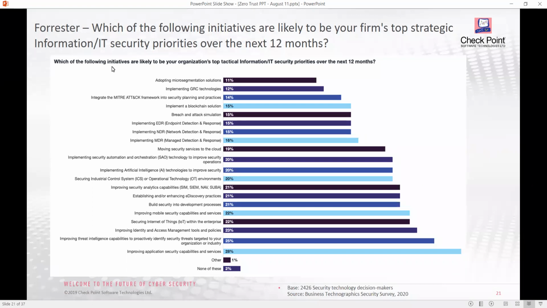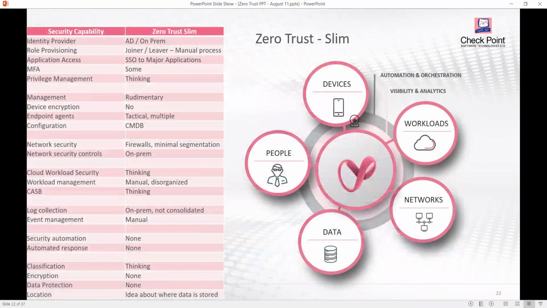So this is an interesting item. I don't like the top down, but okay. Which of the following initiatives or IT security priorities over the next 12 months are important? Okay. Improving security capabilities and services. In other words, take what I have that's in place now. I don't think I did it necessarily securely. We need to secure it, two-factor, whatever else, right? So I'll quickly run through these.